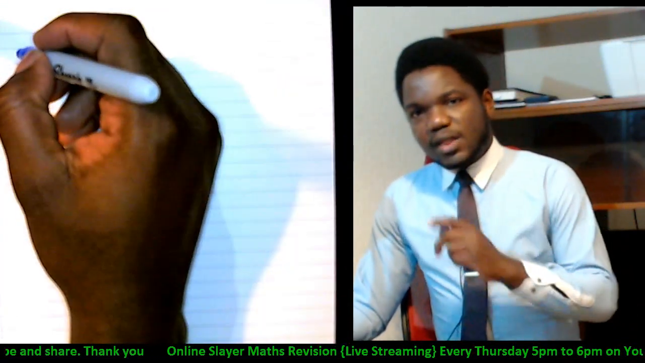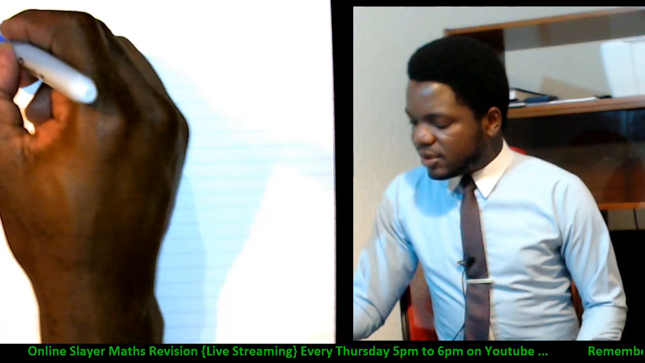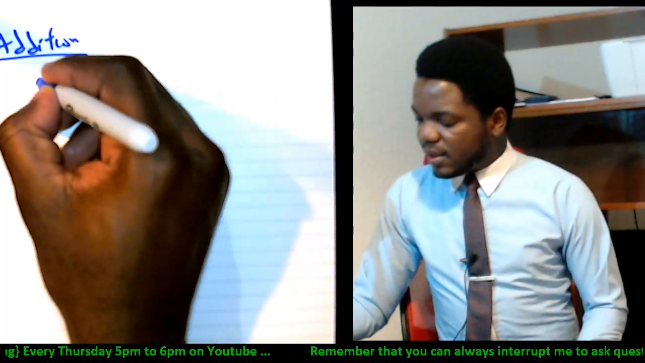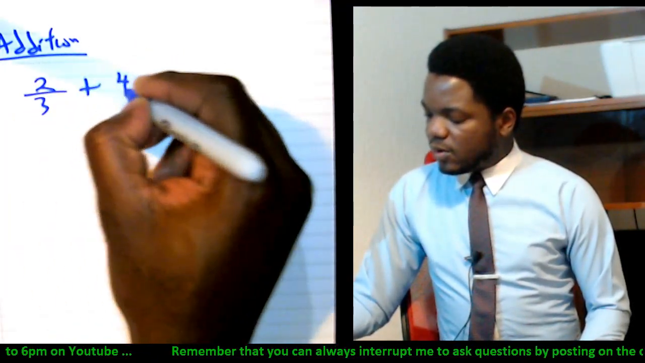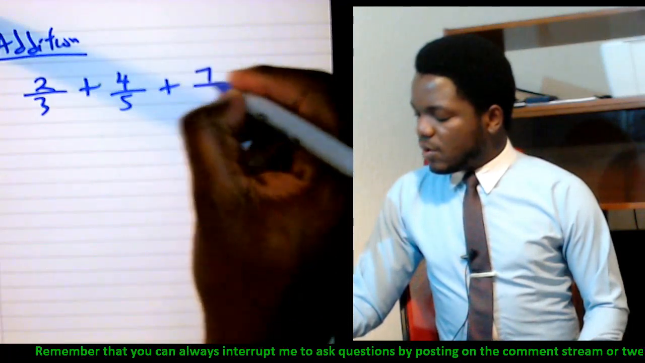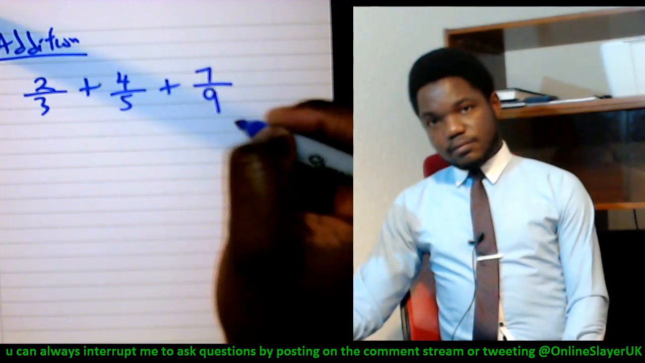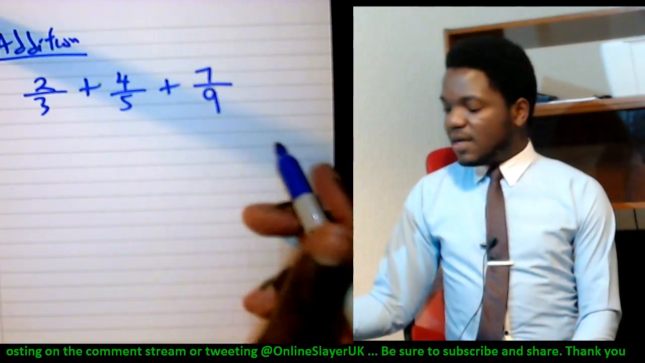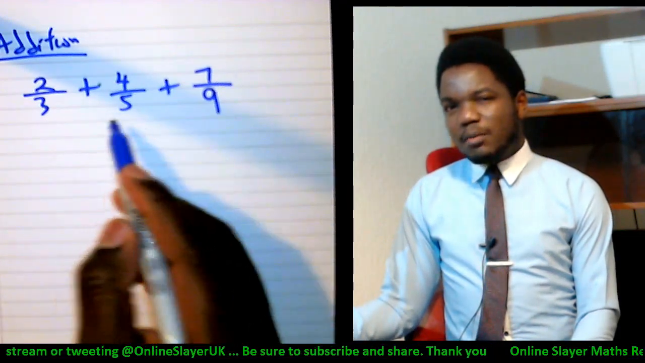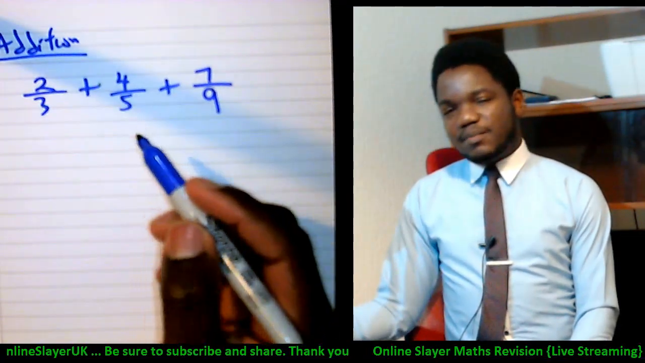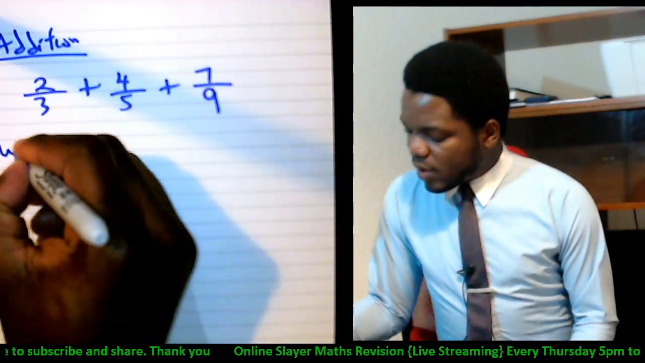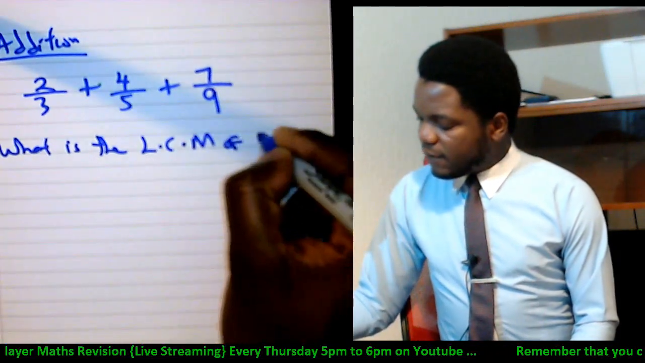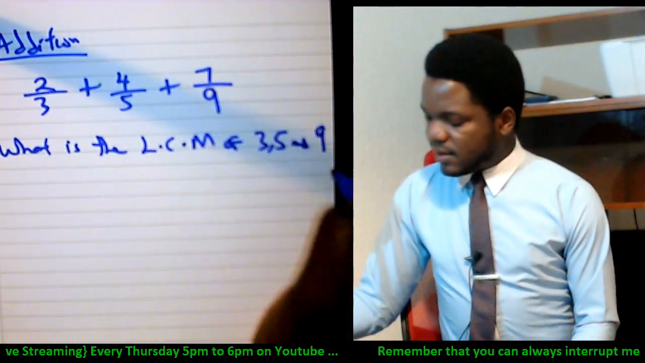So quickly, let's get on this. I told you we're going to do additions of fractions. Addition. In this case, let's look at 2 over 3 plus 4 over 5 plus 7 over 9. Okay, you want to add this up. So you're going to have to do the same thing, like I said. Make sure they have a common denominator. And to have a common denominator, the best thing to do is to find the LCM. So the first question you'd ask is, what is the LCM of 3, 5, and 9?